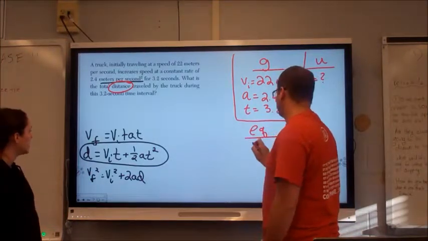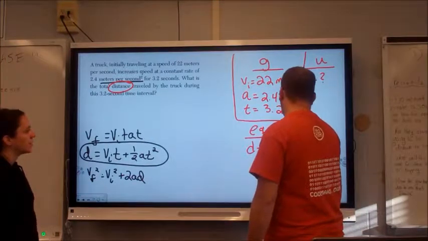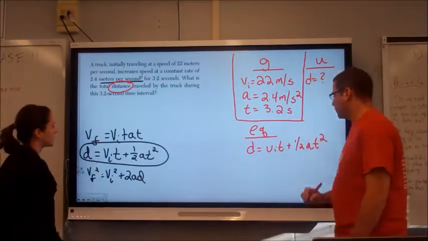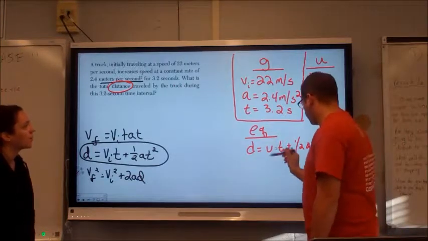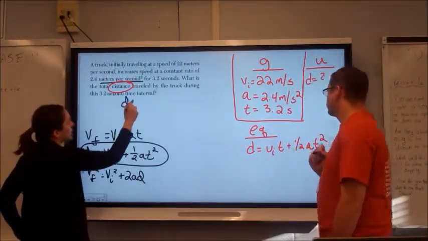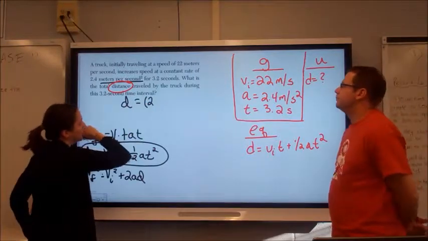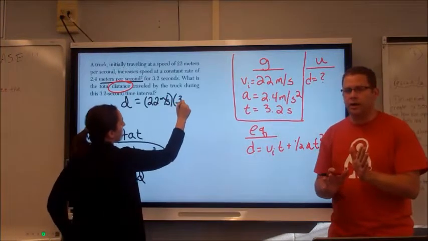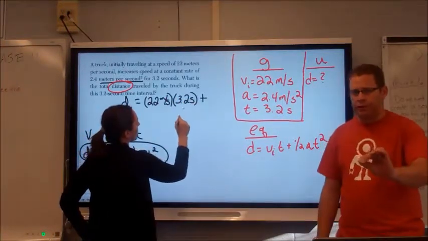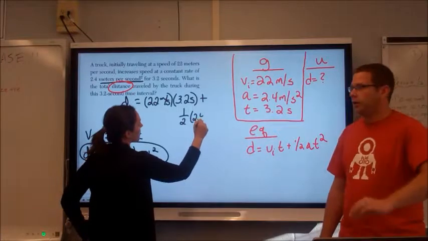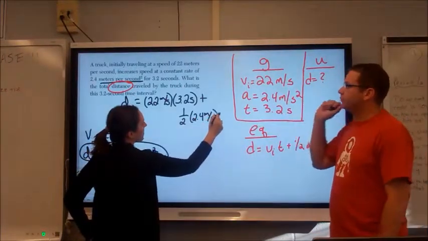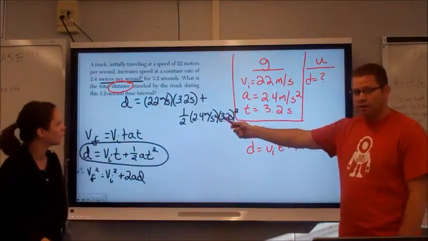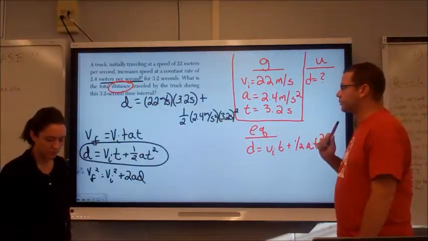So we have our equation of d equals VIT plus 1 half AT squared. Make sure you write it out, keeping in mind that I is a subscript underneath it. And then we're going to plug in. So we're looking for distance. We have a VI, 22 meters per second. Now this is a long equation to write out, but you must write out every single piece with every single unit. So it would read 22 meters per second times 3.2 seconds plus 1 half times 2.4 meters per second squared times 3.2 seconds squared.